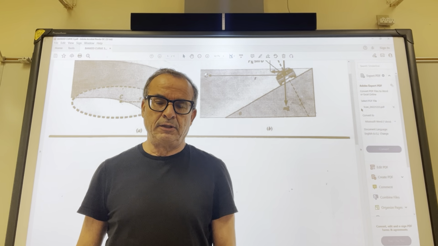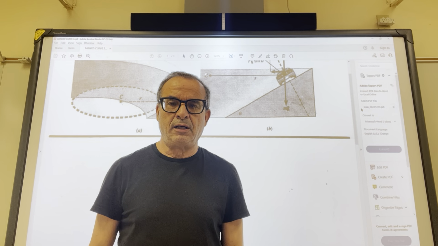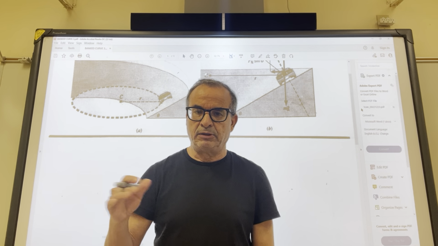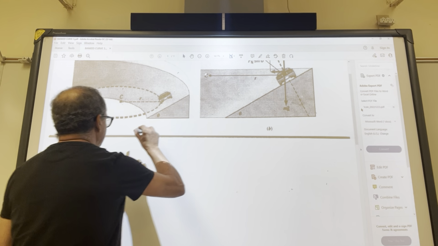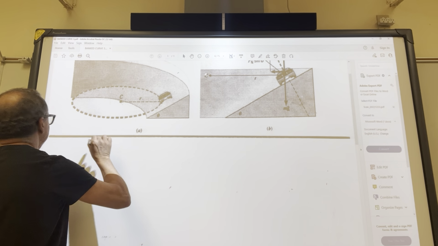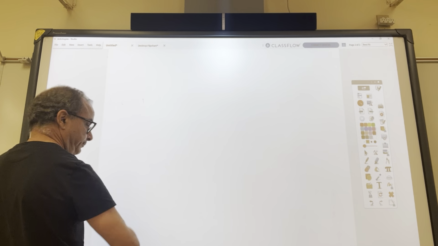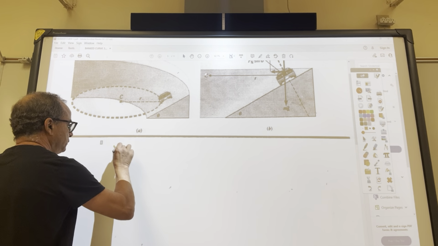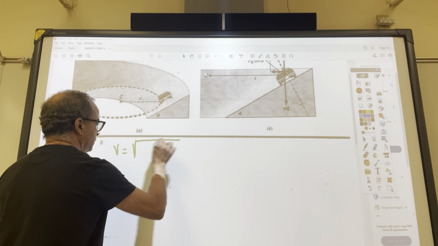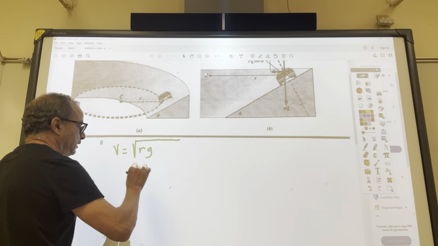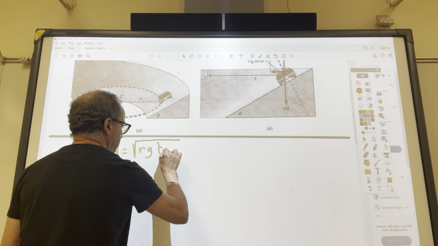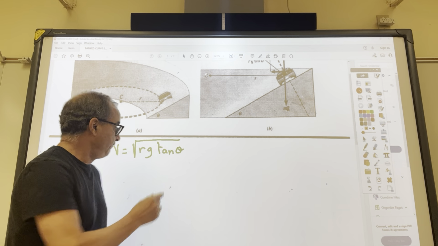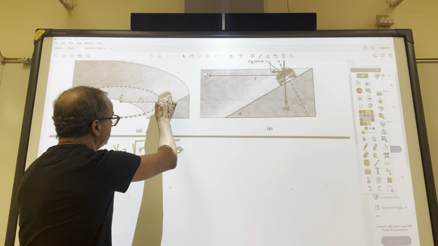In the previous video, we calculated the perfect velocity that's going to keep the car on the road and not slide up and down. So the velocity was v equals the square root of the radius times gravitational acceleration times tangent of theta. Now, this velocity is going to keep the car on the road and not slide down.